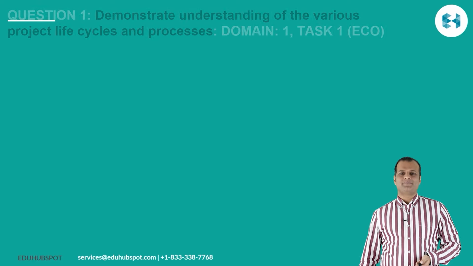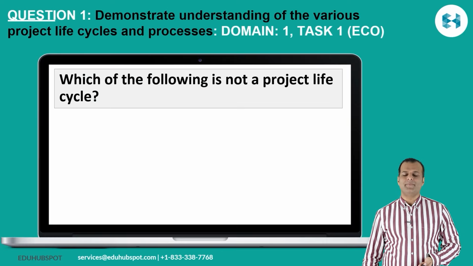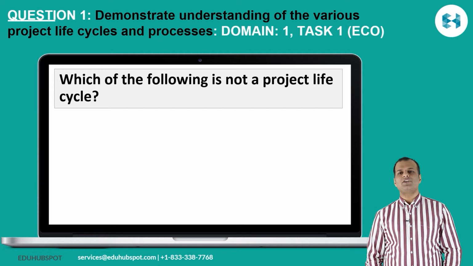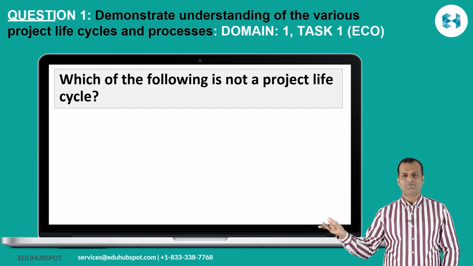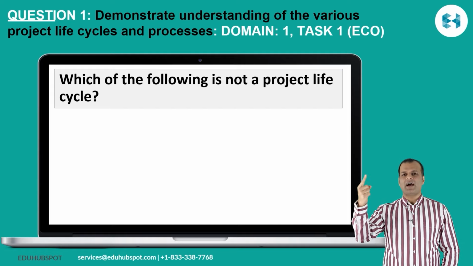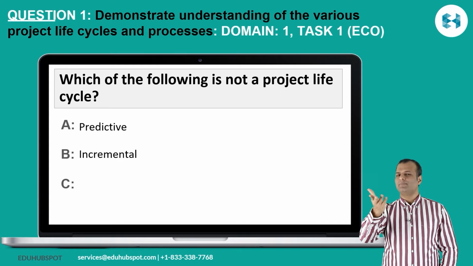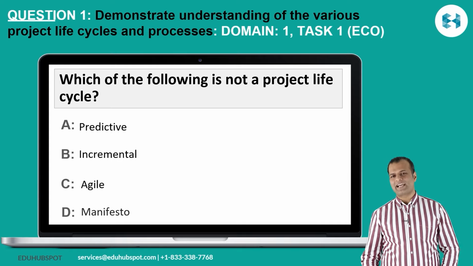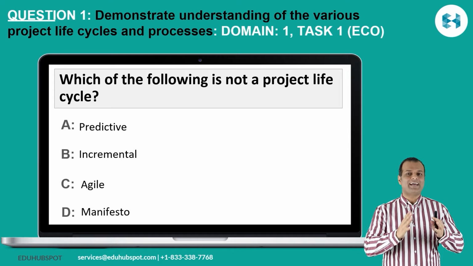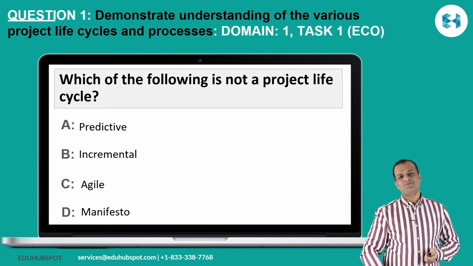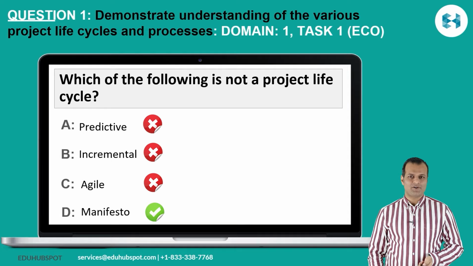As always, let's do some questions together. Okay. Question number 1. Which of the following is not a project life cycle? Okay, we know the project life cycles. We have iterative, incremental, adaptive, agile, hybrid. But I don't think Manifesto is actually a life cycle. It's actually the Agile Manifesto, right? So option D is not the correct choice.